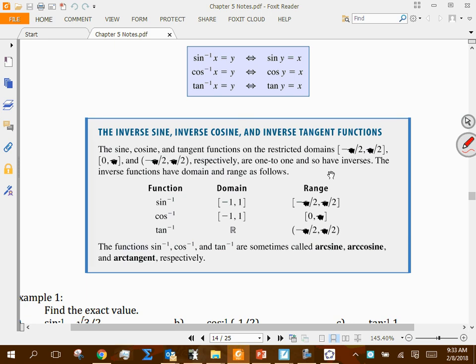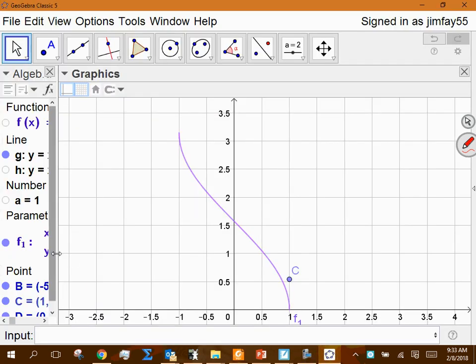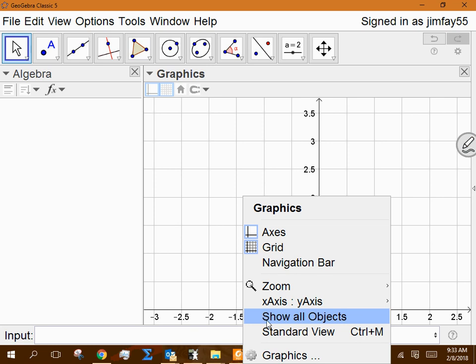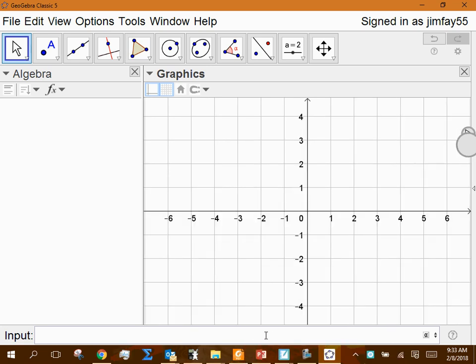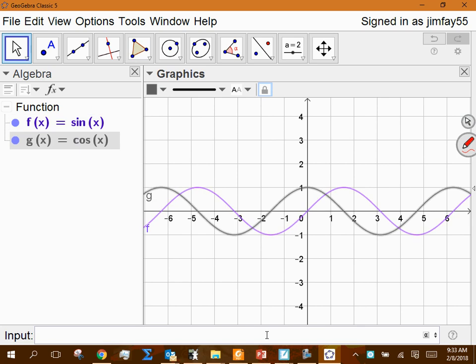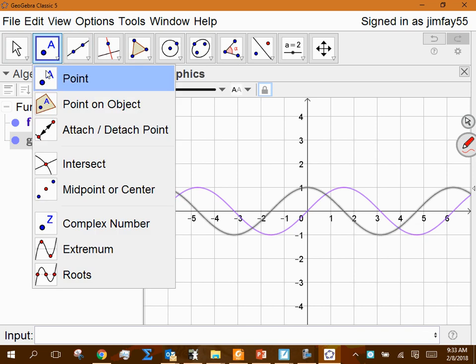The tangent is simply the sine divided by the cosine, right? Sine divided by the cosine. So let's investigate that a little bit. The sine function looks like that. The cosine function looks like that, right? So if I take the sine divided by the cosine, what that means is no matter where I choose an x value.